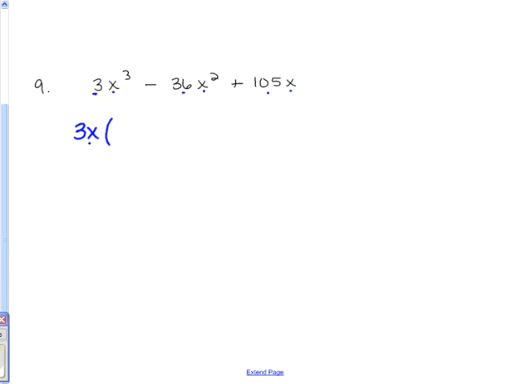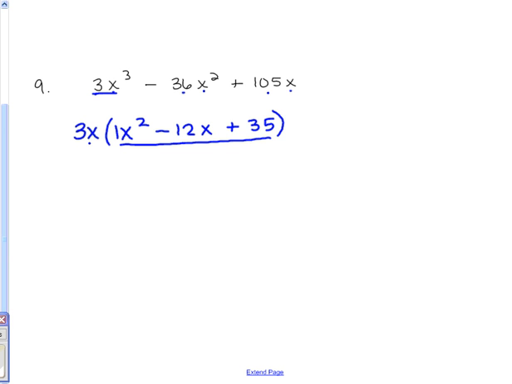3x into 3x cubed will leave me with x squared. 3x into negative 36x squared would be negative 12x. 3 into 105 will be a positive 35. Okay, then I look at the trinomial that's in the parentheses and work with this one as far as breaking it down. Okay, so it's in the correct order.